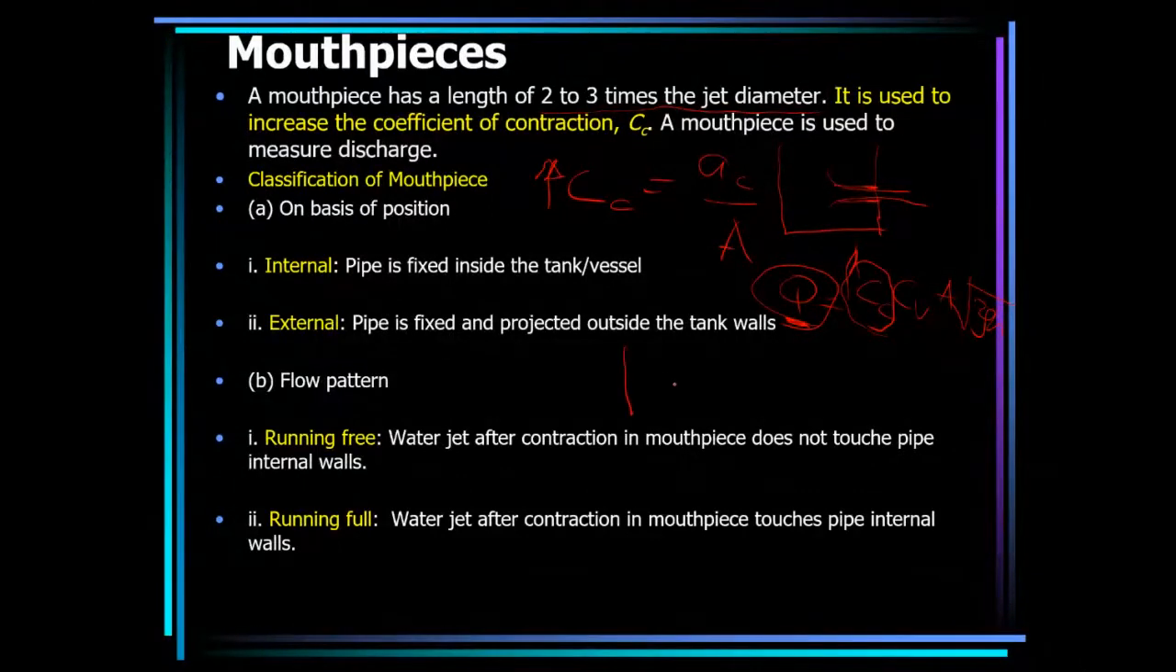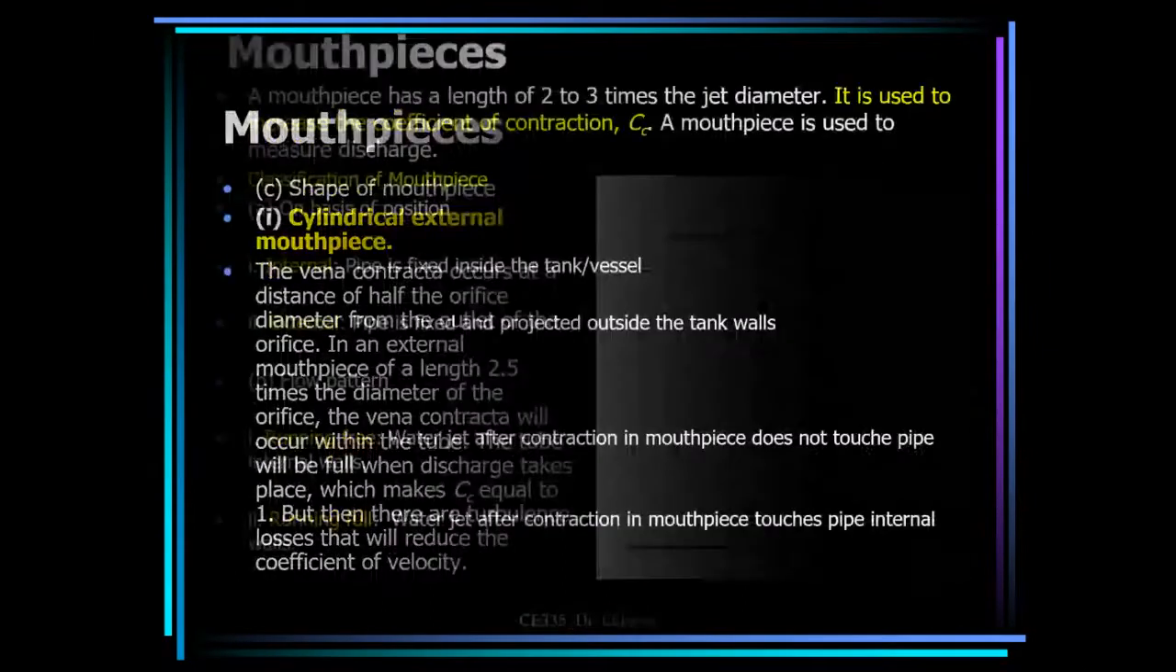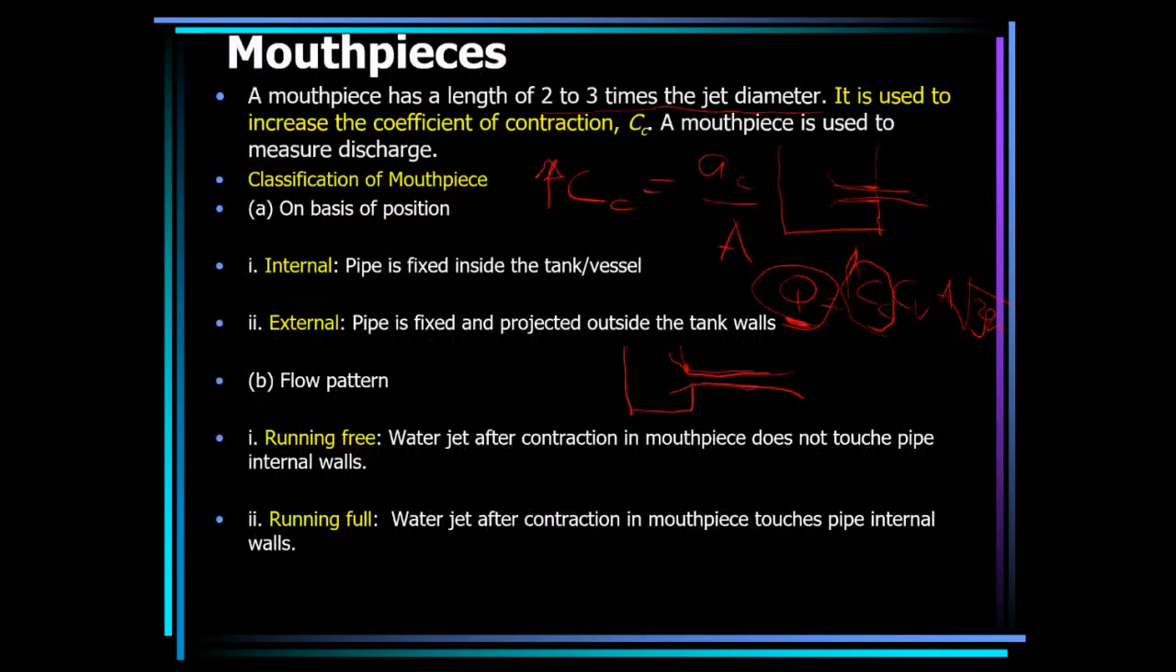So for the external, it is going to be like this. This is the orifice, and then you fix a horizontal pipe, and then water now flows through and out of the pipe. This is one of the classifications, internal and external, on the basis of position, whether the pipe fixed is internal or external.